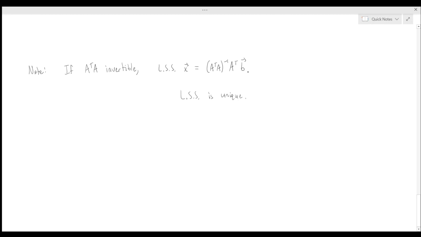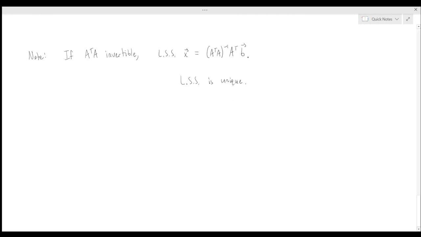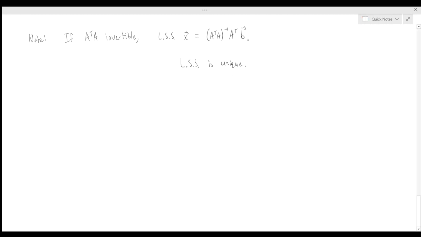Okay. But it won't always be the case that H transpose A is invertible. So if the H transpose A was not invertible, then you would actually have infinitely many least squares solutions. Okay. So I think it's maybe good to know when would A transpose A be invertible. So I wanted to just give an answer to that question.